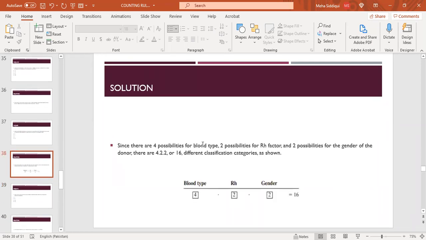Your answer was right. This is how, because we have 4 blood types, and the RH possibilities we have 2, and the gender were 2. So multiplying these possibilities, like 4 into 2 and then into 2, we will get 16. This is the total number of possibilities.